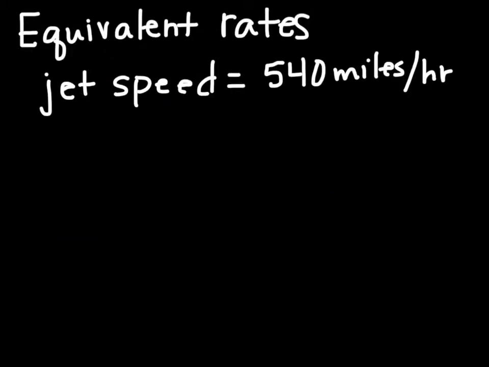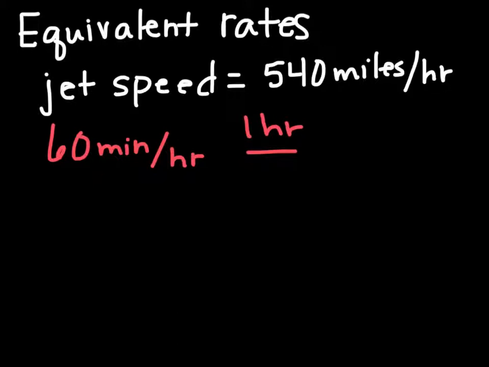Now let's explore writing equivalent rates. A jet flies at 540 miles per hour. Write its rate in miles per minute. Okay, so to convert from miles per hour to miles per minute, we need to multiply the rate by a conversion factor. We know that there are 60 minutes per hour. So 1 hour over 60 minutes equals 1, right?